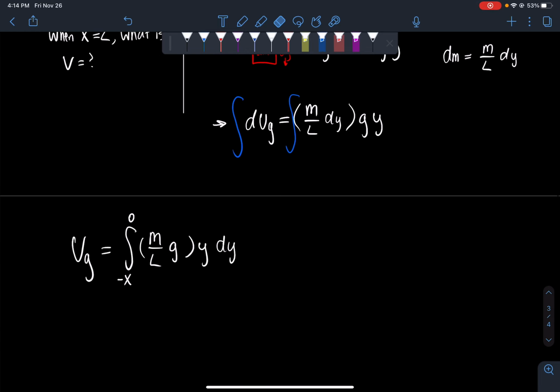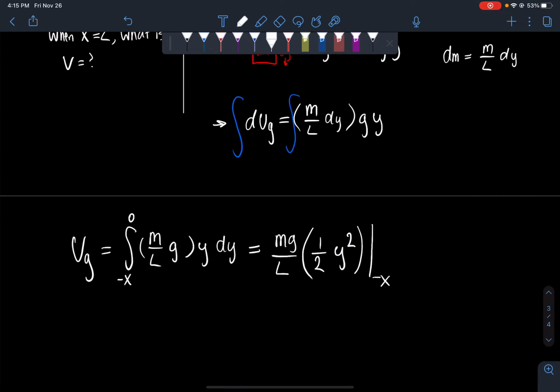Okay, so now this is something that we can integrate. For one, I'm going to pull out those constants. So we just get mg over L times, and we're just integrating y with respect to y. So we're going to get 1/2 y squared, and that's being evaluated from negative x to 0.